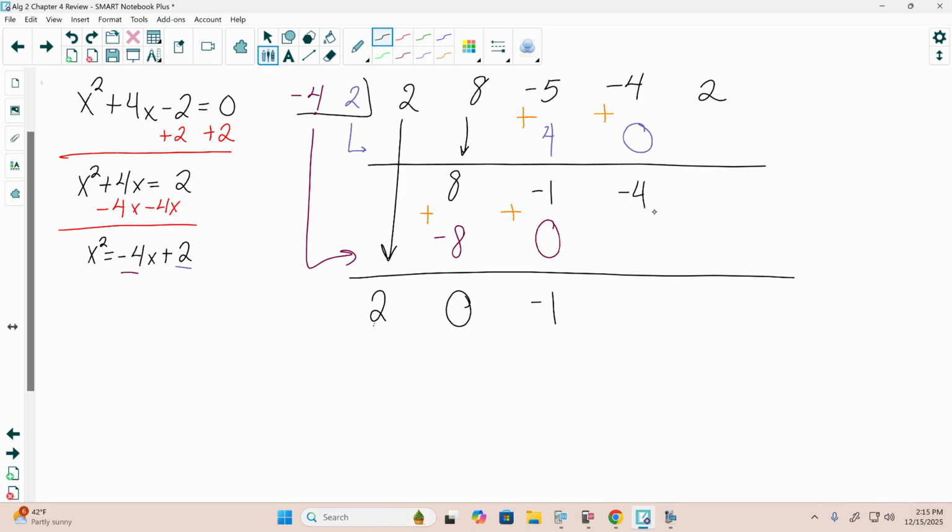Now we have to do this multiplication one last time. Now we're going to do negative 4 times our negative 1, which is 4. And lastly, 2 times negative 1 is negative 2. Now we need to add these here. Negative 4 plus 4 is 0. 2 plus negative 2 is 0. Because we have no other numbers up there on top, it means we are done. We have finished doing this by synthetic division.